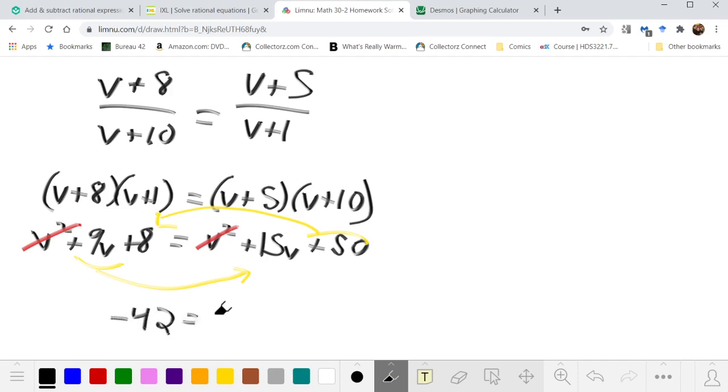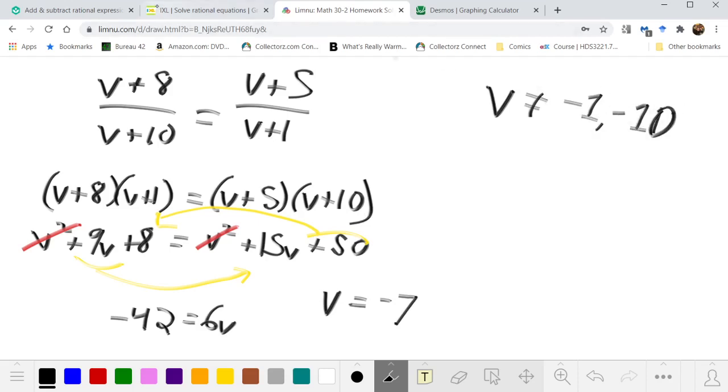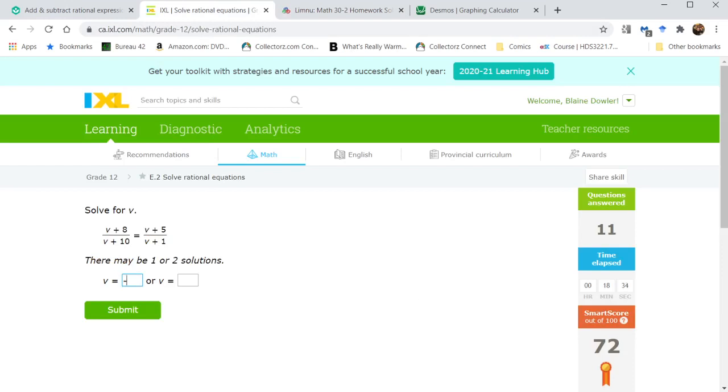So negative 42 equals 6v, and v equals negative 7, which is totally fine because our non-permissible values are negative 1 and negative 10. So our only solution is negative 7.